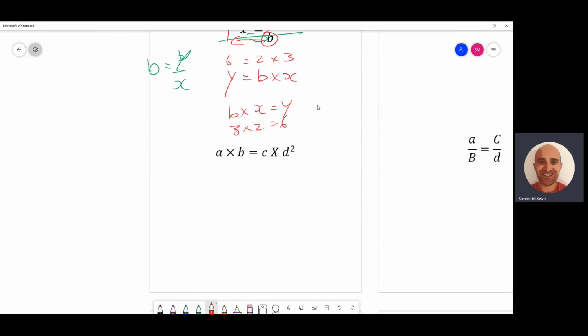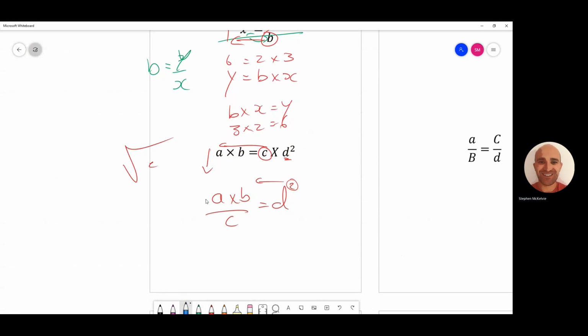Okay, squares are a little bit difficult. The opposite of a square is a square root. If I want to find out what D is equal to by itself, then I need to move C. C goes to the other side of the equals to, and then to the other side of the line. A times B over C is equal to D squared. And now if I want to move a squared to the other side of the line, it has to become a square root. So I can get rid of that squared as long as I put a square root on the other side.